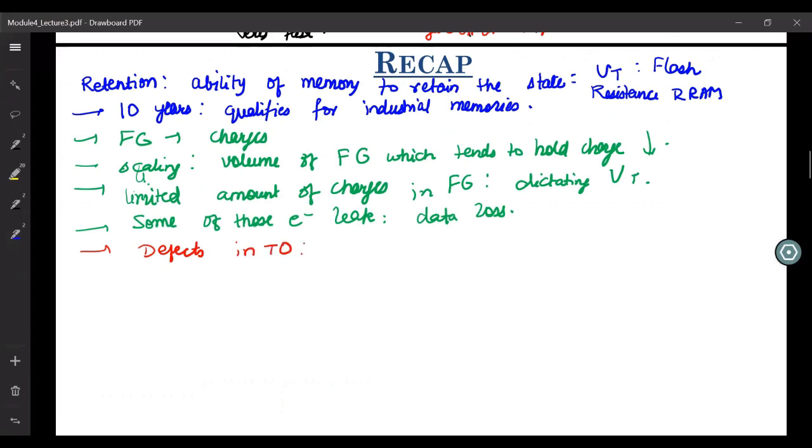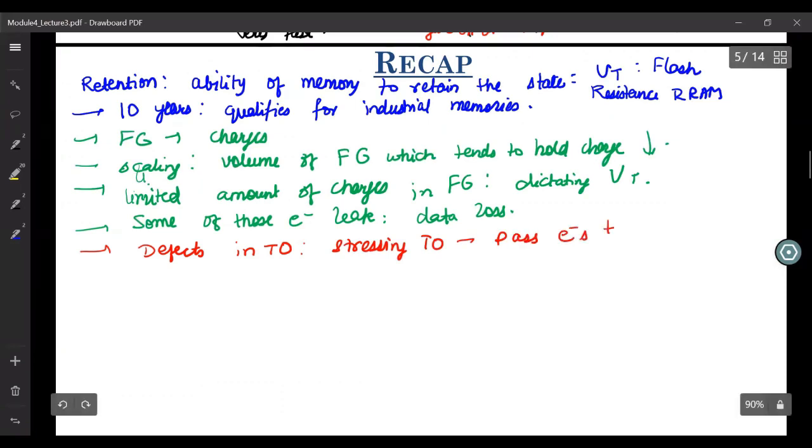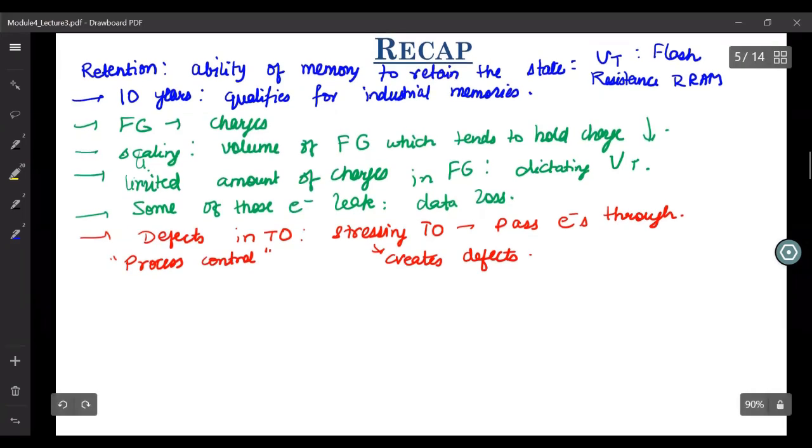So what is happening inside flash memory? You are continuously stressing your tunnel oxide by applying high voltages, high electric fields to pass some electrons through it, right? Once you stress it, it creates defects. So these defects may lead to leakage of these charges. How can this be controlled? You have to maintain good process control for this. Since you cannot do anything about the physical mechanism, you will have to apply CHE or FN and make these electrons tunnel from your channel to the floating gate. That anyway you have to do.